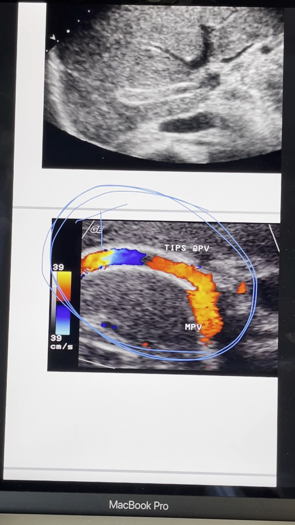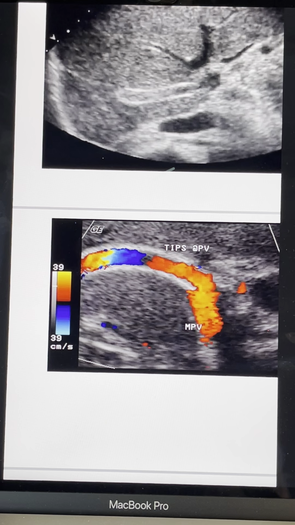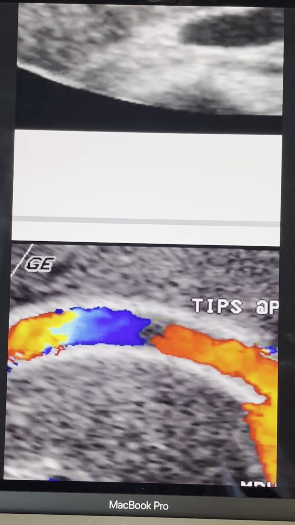Am I making it clear? And other than TIPS, if you have to, instead of memorizing which one is hepatopedal and which one is hepatofugal, I will tell you why they do not talk too much about hepatopedal and hepatofugal with others.